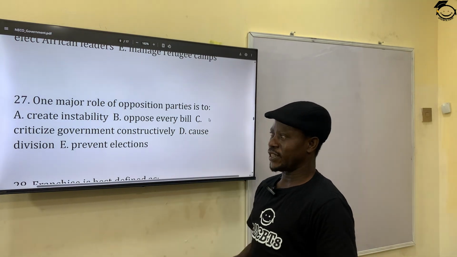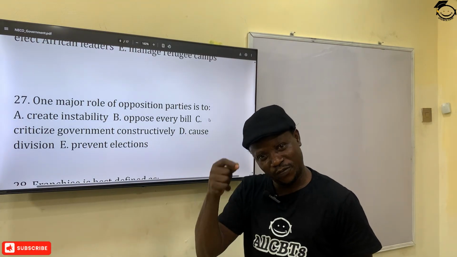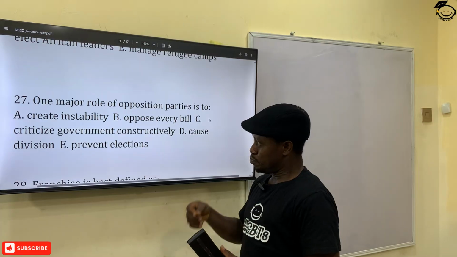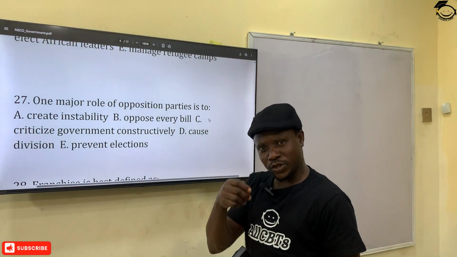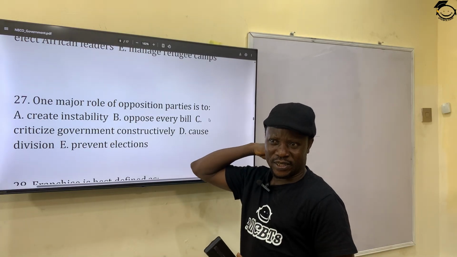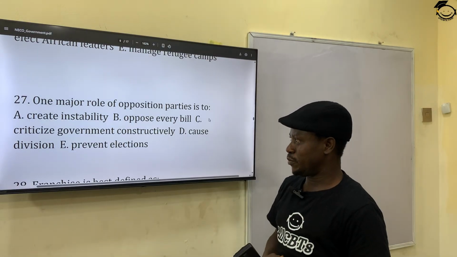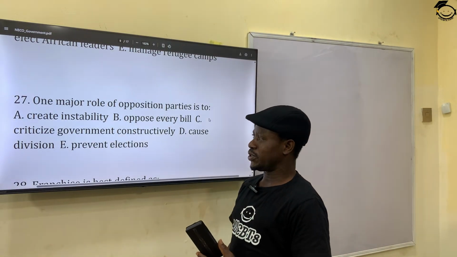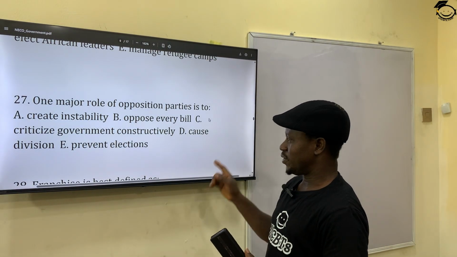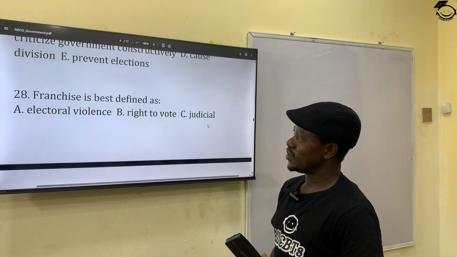So the most correct answer here is to criticize the government constructively. In other words, being objective with their criticism. In other words, showing alternative ways, alternative policies that government could have pursued to make life better for the people. So criticize government constructively. Option C is the correct answer. Let's see the next question as we progress.